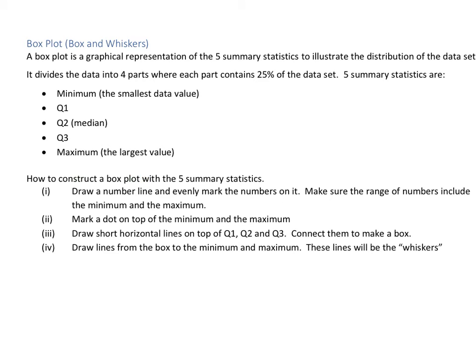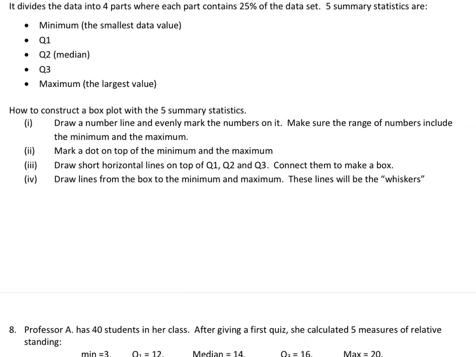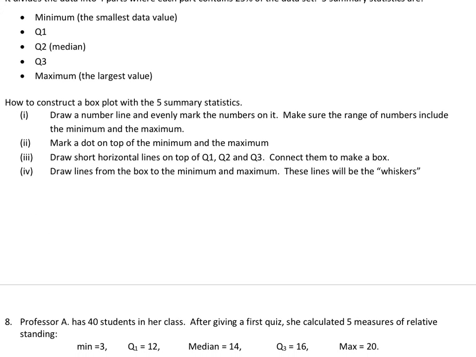So how do you construct the box plot? First, you draw a number line just to kind of scale it. You draw a number line and mark the numbers on it. Make sure that the range of numbers includes the minimum and the maximum, because our data values range from the minimum to the maximum. So when I draw the number line, I want to make sure it contains the minimum and the maximum. Mark a dot on top of the minimum and the maximum.